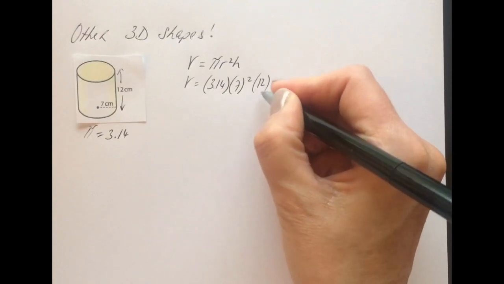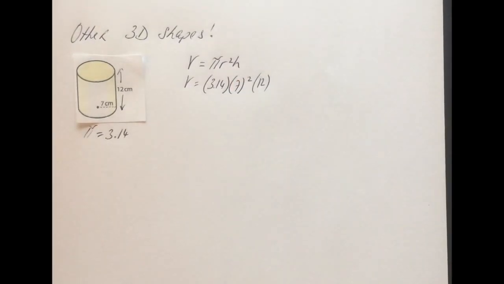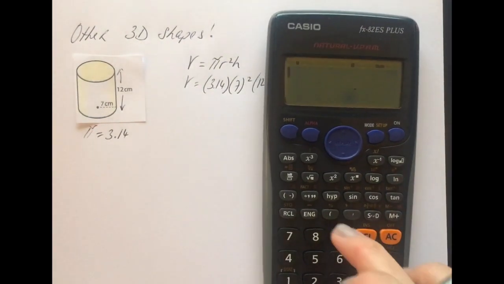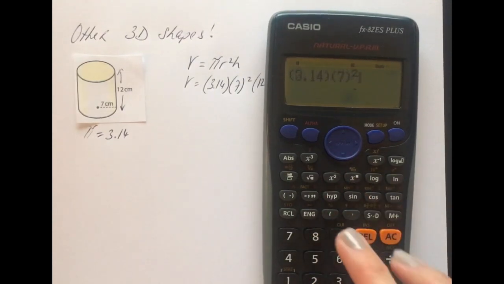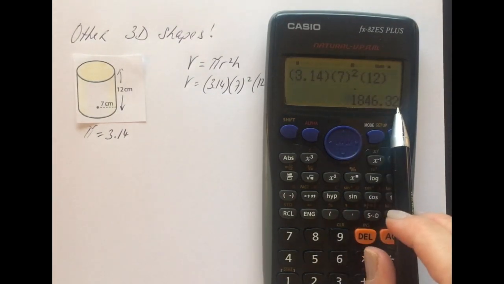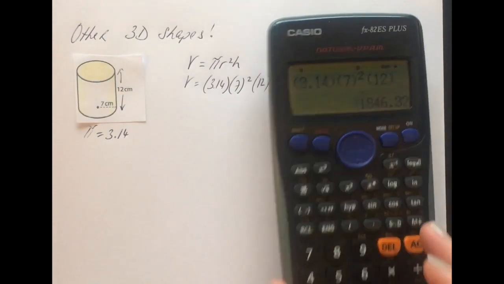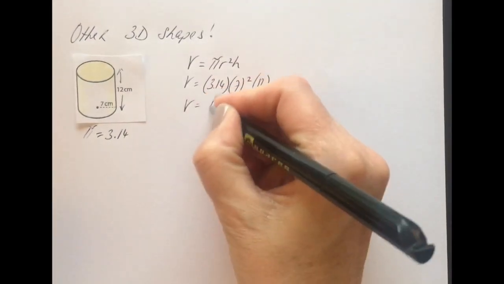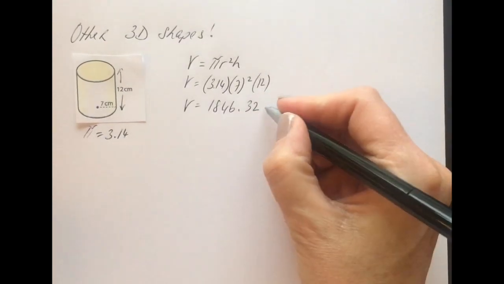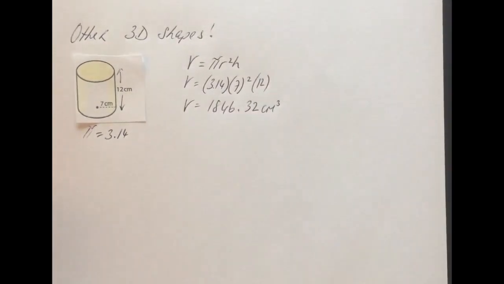So subbing that in, remember, whatever you sub in, keep brackets around it. That way we can type it in as we see it on the calculator. And that's exactly what I'm going to do now. I'm going to do bracket 3.14, bracket 7 in brackets, don't forget to square it, and then in brackets 12, and I'll get my answer. And we'll give it to 2 decimal places. So it's coming up to 2 decimal places exactly. So we get 1846.32. And of course, it's a 3D shape, centimeters cubed.